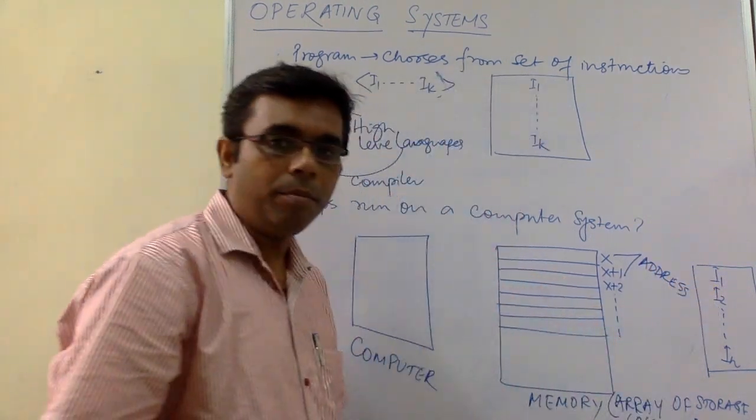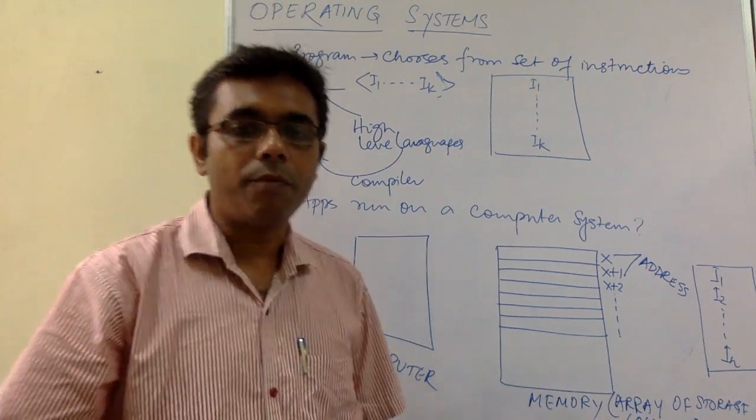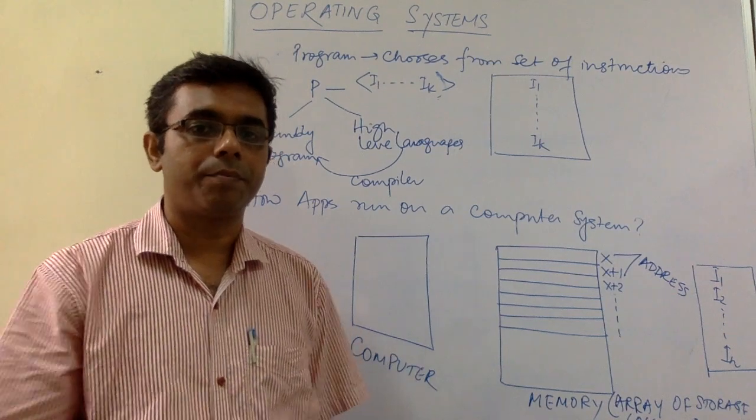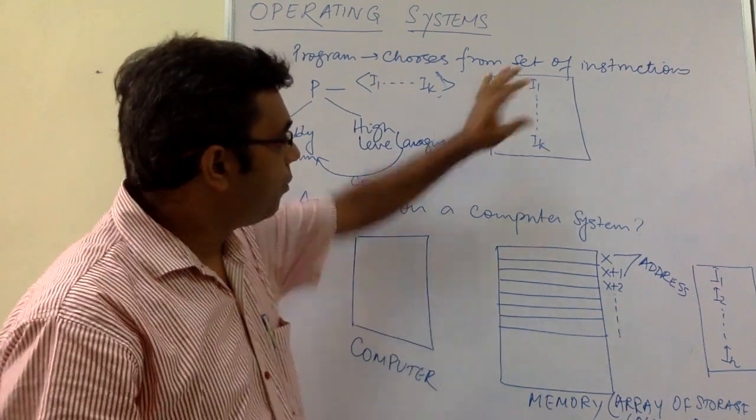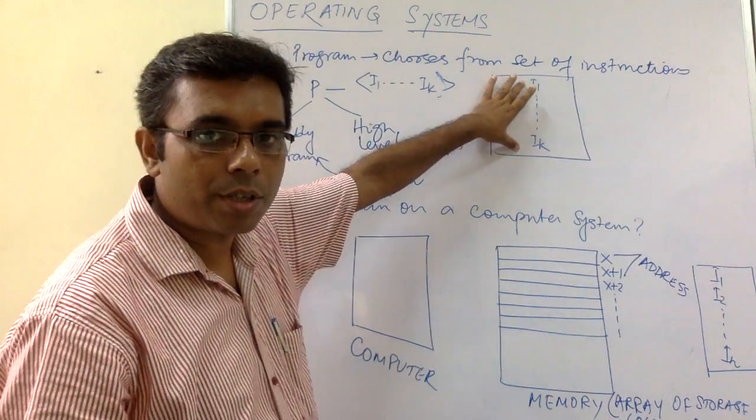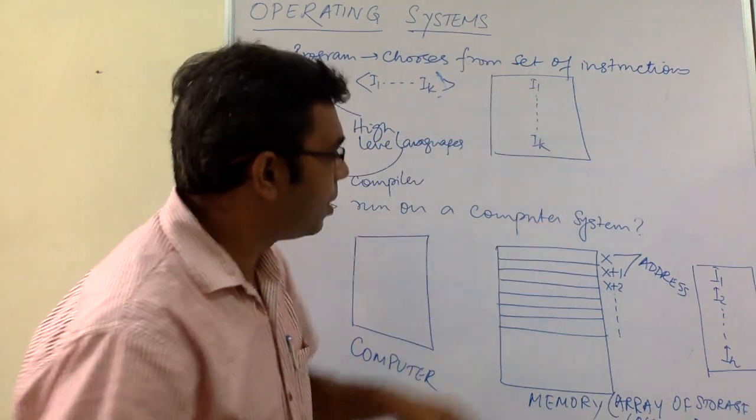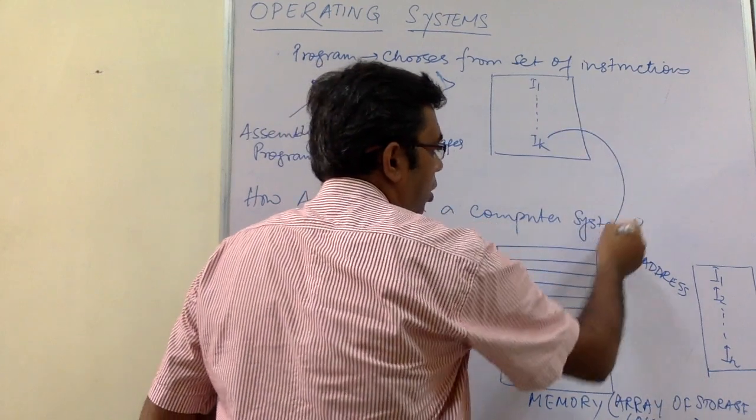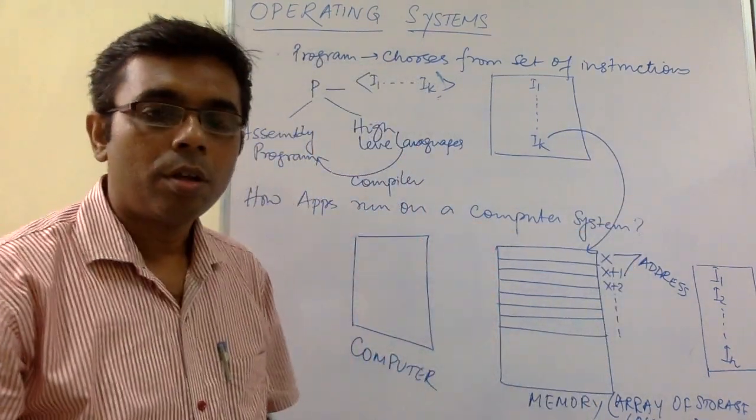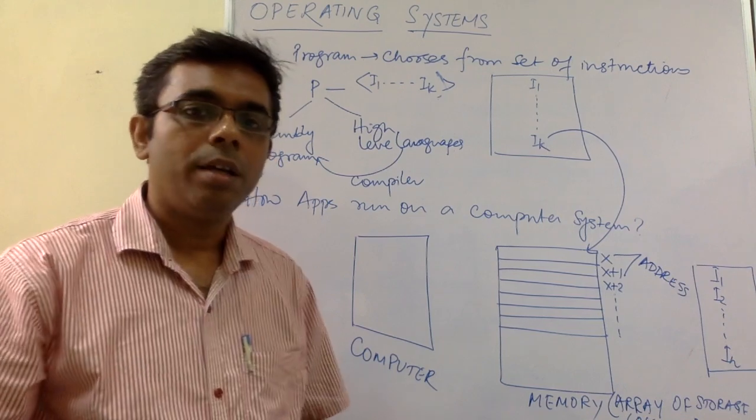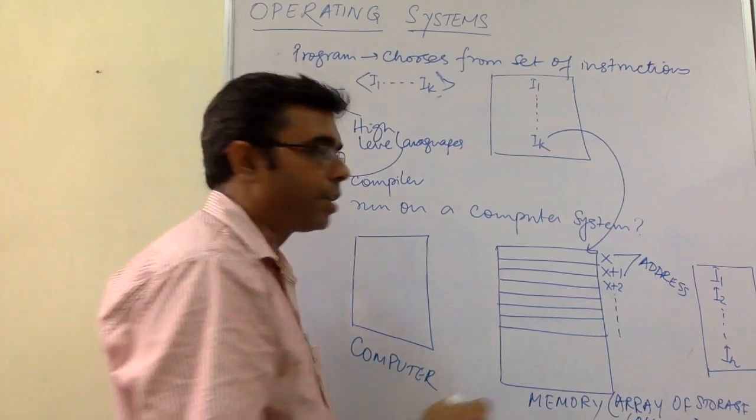If a program has been written, the first thing that needs to be done is the program has to be loaded into the memory. If there are a certain set of instructions which make up a program, this entire set should be loaded into the memory. Where will that loading be, and how will it be done? We'll discuss that in the subsequent lectures.